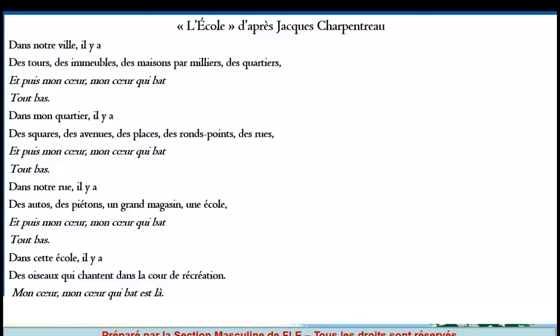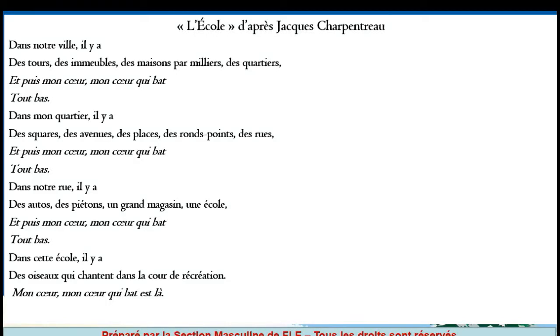Dans notre rue, il y a des autos, des piétons, un grand magasin. Piéton means the person who walks in the street, for example, to go to another place. Like we say, je vais à l'école à pied. À pied means on foot. So piéton, the persons. Des autos, des piétons, un grand magasin, une école, et puis mon cœur qui bat tout bas.